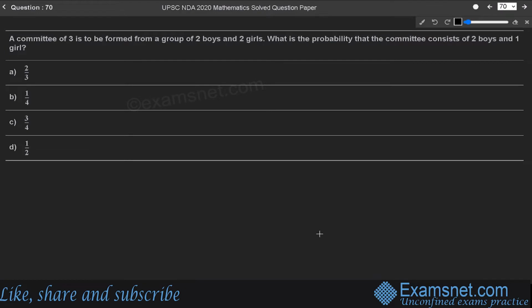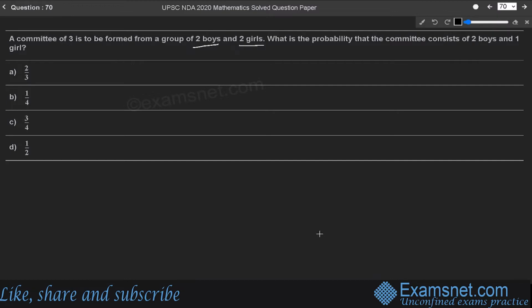Next question is, a committee of 3 is to be formed from a group of 2 boys and 2 girls. What is the probability that the committee consists of 2 boys and 1 girl? Again, this is a question from probability. Total number of persons are 4 persons because 2 boys and 2 girls.